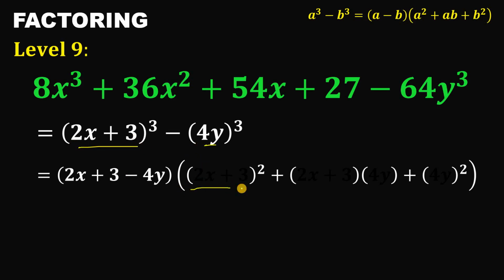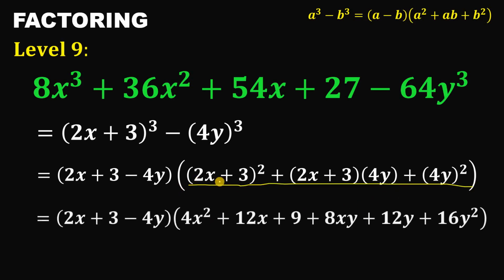Now we have the square of the first term. We have 2x plus 3. The product of the first and the second term, 2x plus 3 times 4y. And the square of the last term, which is 4y. Now, simplifying this expression, we have 2x plus 3 raised to the power of 2. We have 4x squared plus 12x plus 9. And then 2x plus 3 times 4y is 8xy plus 12y, and 4y raised to the power of 2, we have 16y squared.